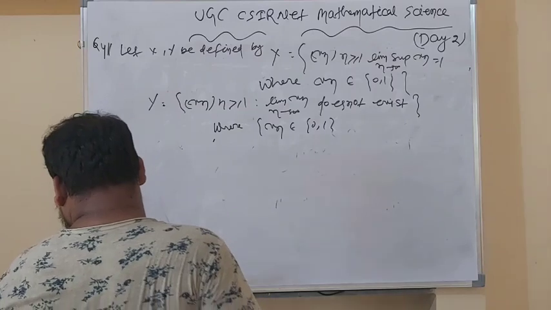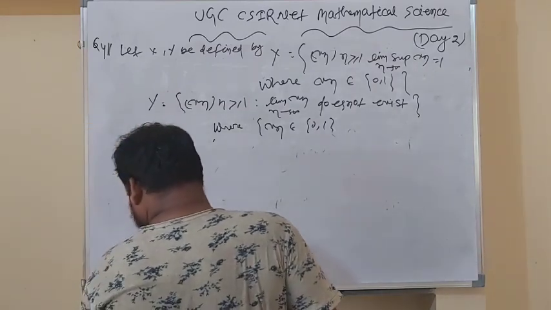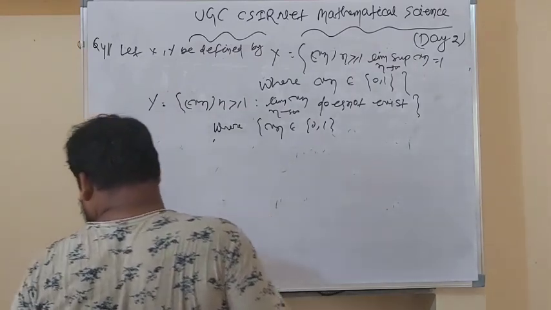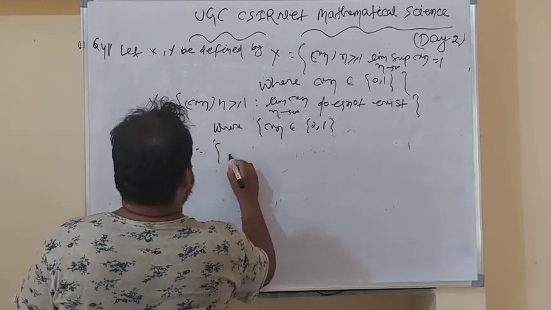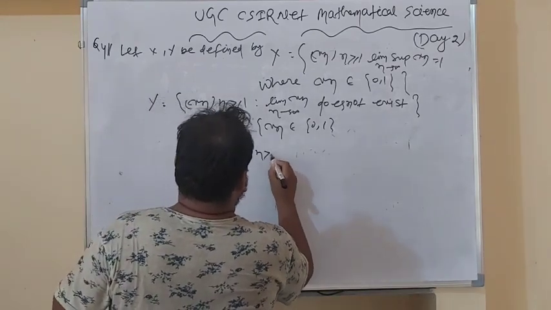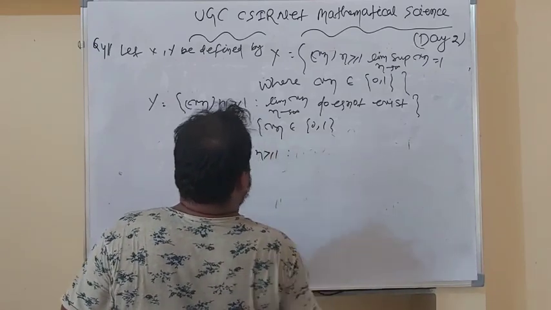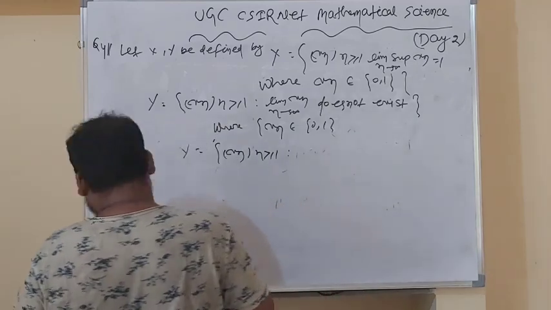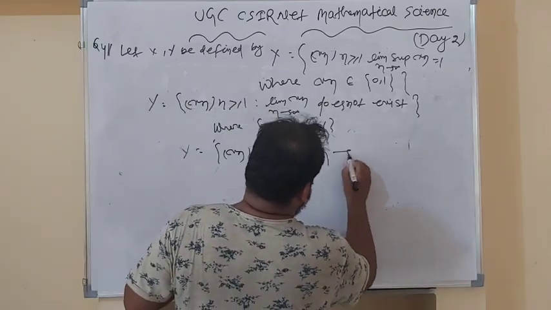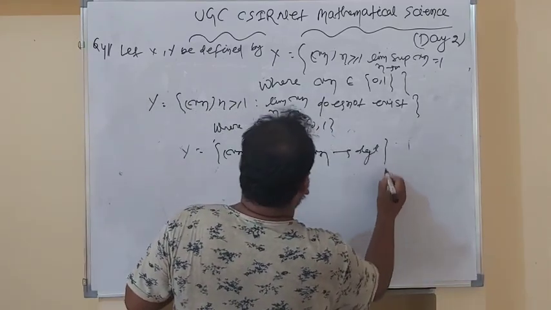Suppose this question is very interesting. Suppose y is equal to xn, a sequence with n greater than 1. If the limit of xn does not exist, that does not mean x is not convergent. X is divergent.